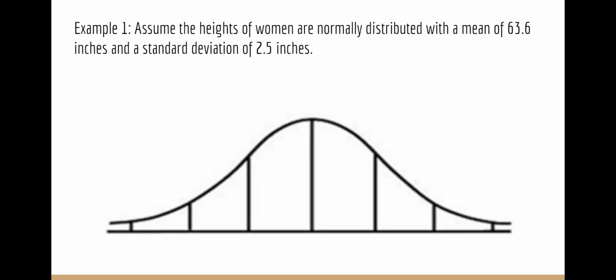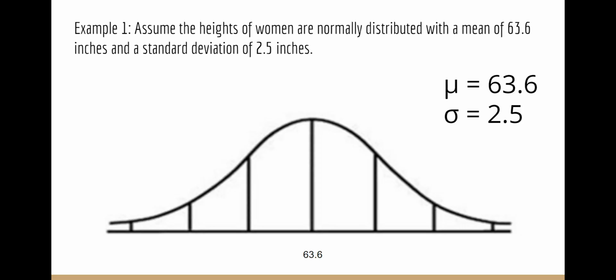The important information in our example is the mean and the standard deviation. So mu is 63.6 and the standard deviation is 2.5. I have my bell-shaped curve here because it is normally distributed. So I'm just going to fill in all the information that I know. I know that the mean goes in the very center, 63.6.